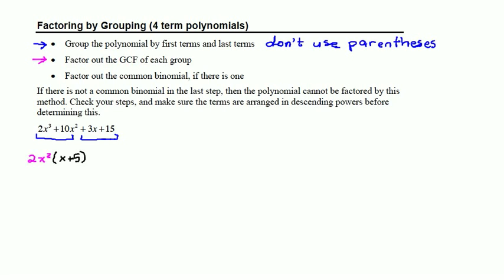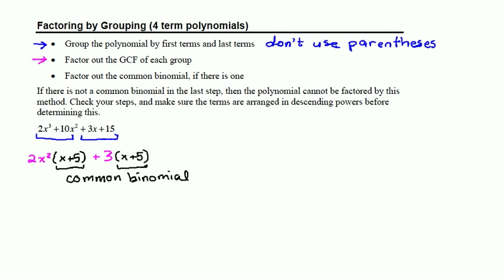Looking at the group 3x plus 15, I see that I can factor out a 3. It's very important that I put a plus here. These are still two separate added groups. And when I factor out a 3, I have x plus 5 remaining. Now, what makes factoring by grouping work is finding a common binomial. In this case, x plus 5 is a common binomial, and that allows me to do the next step, which is to factor out the x plus 5.